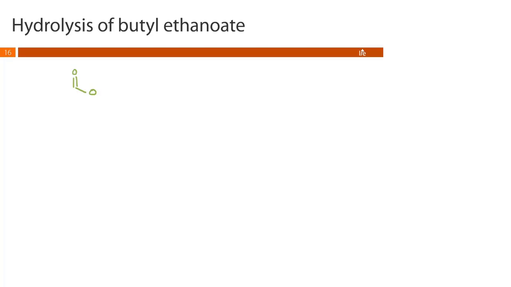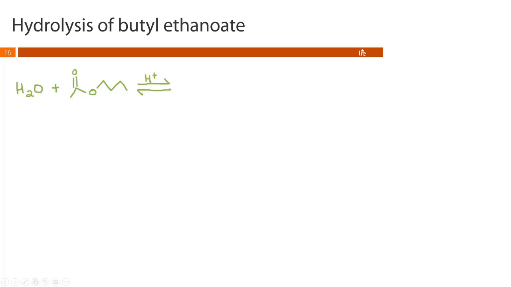So our alcohol residue should have a butyl group, so that's 4 carbons. So ethanoate tells us that our carboxylic acid residue should have 2 carbons. And since this is a hydrolysis reaction, we have to react this with water. And this is a reversible reaction that requires an acid catalyst.